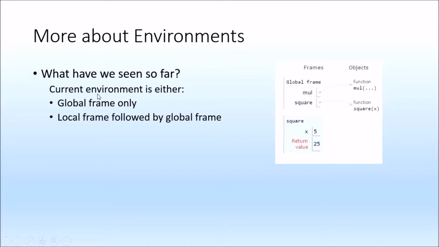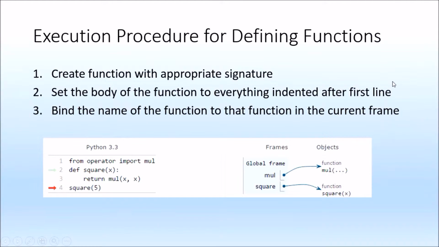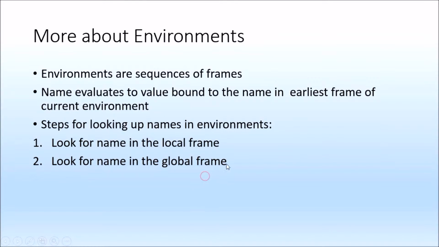So let's talk a little bit more about environments in general, because I know they are a little confusing. What have we seen so far? The only two things we've seen so far are the global frame only, which we saw with this complicated example, where it was all in the global frame. Then we've seen a local frame followed by a global frame, and that's the square function example. So here's a local frame, and here's a global frame.